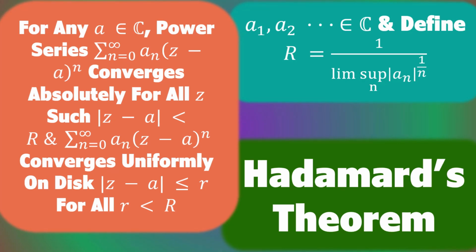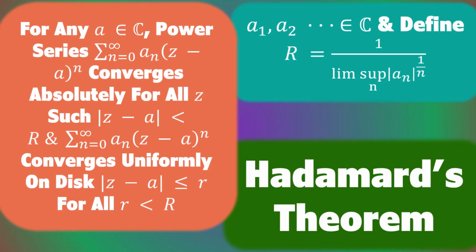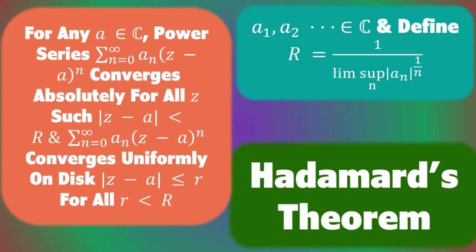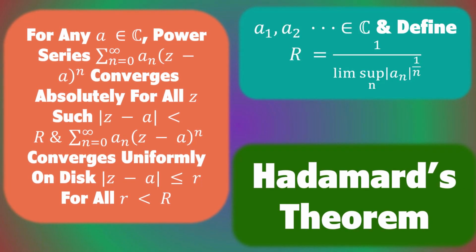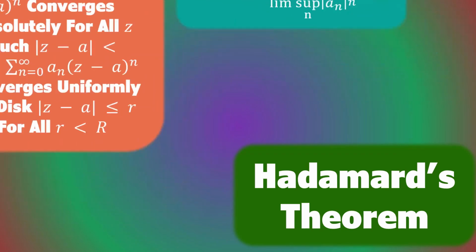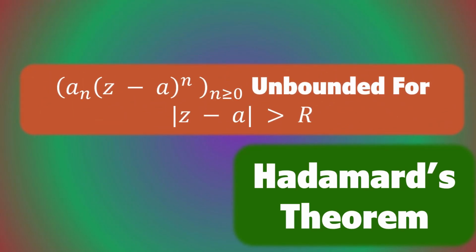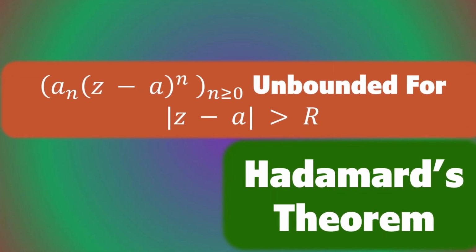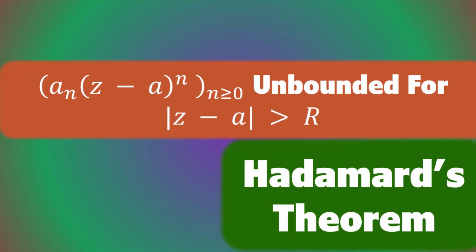And the sum from n equals 0 to infinity of a sub n times (z minus a) to the n converges uniformly on the disk where the modulus of z minus a is less than r', for all r' less than r. The sequence a sub n times (z minus a) to the n, for n greater than or equal to 0, is unbounded for the modulus of z minus a greater than r.